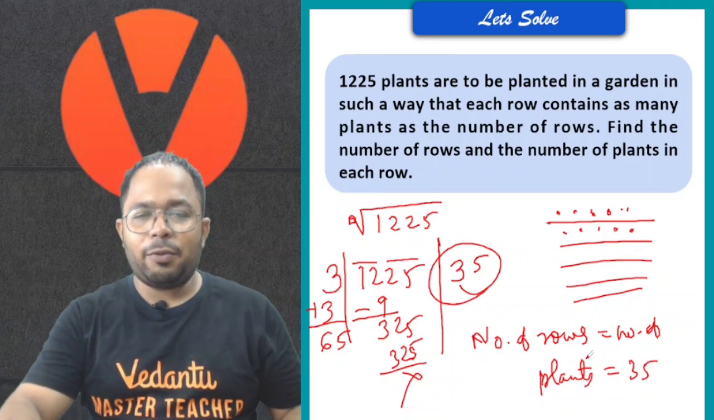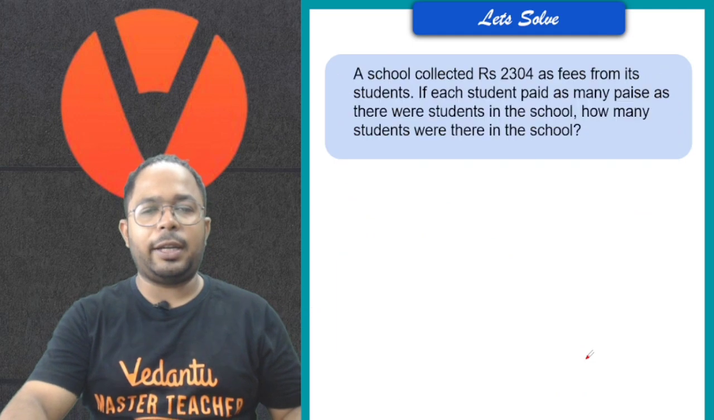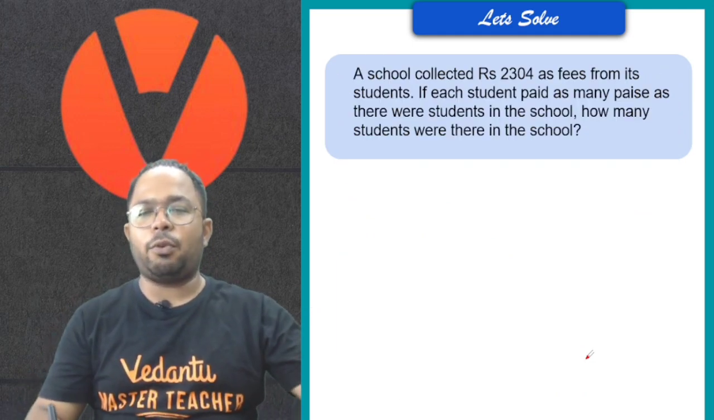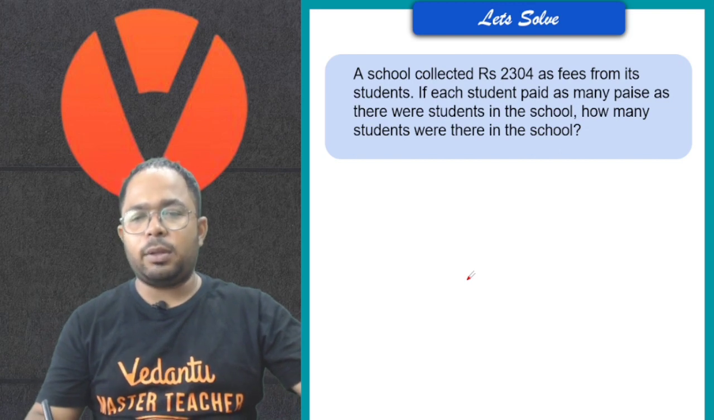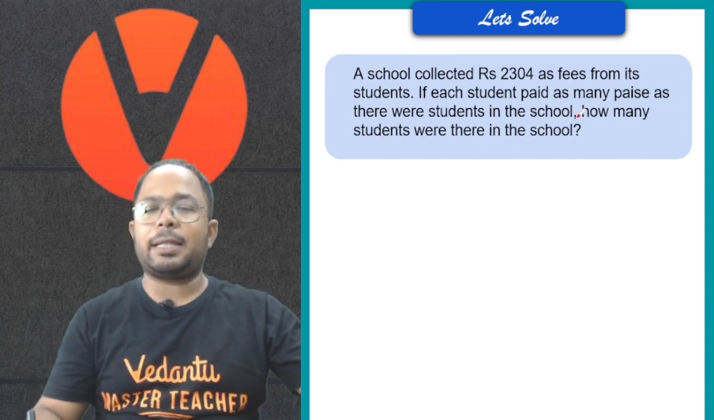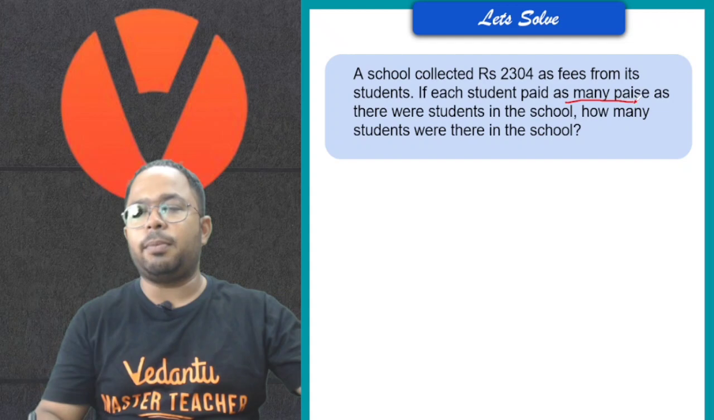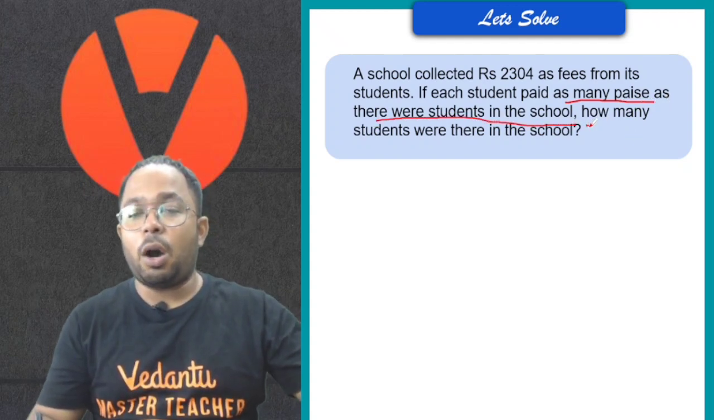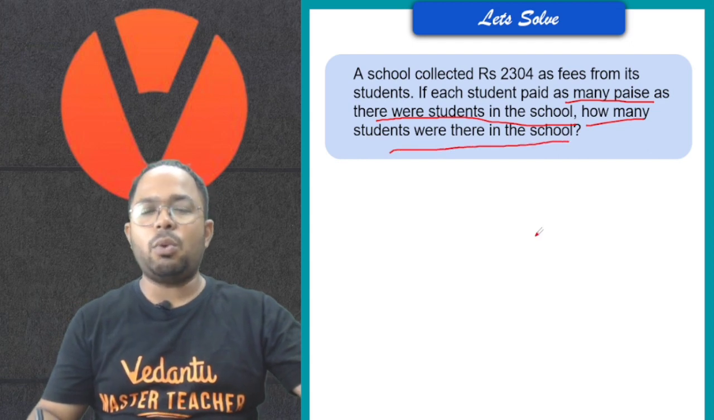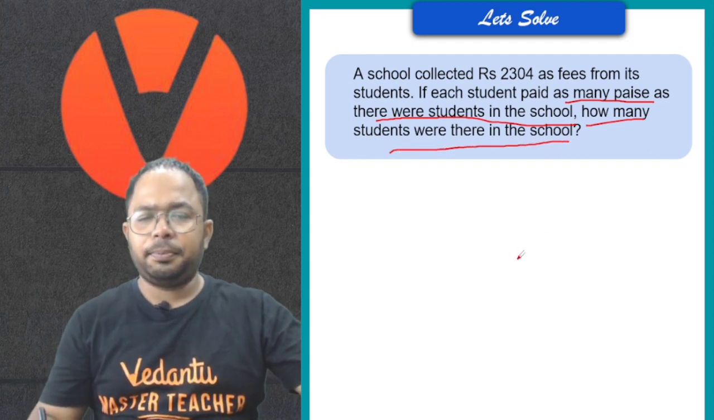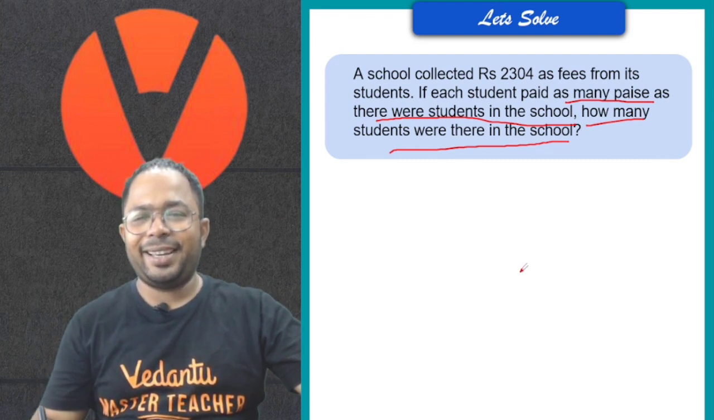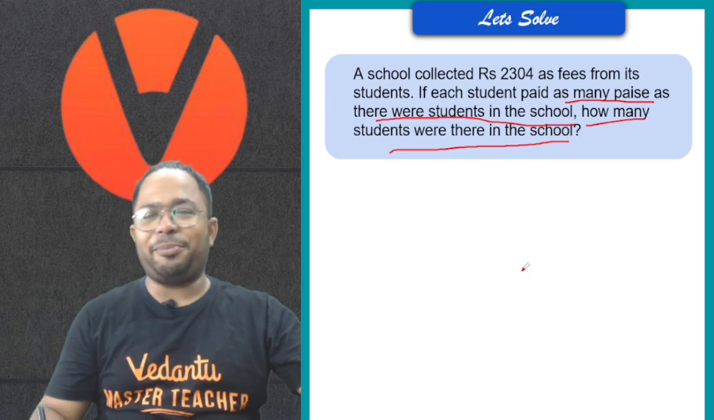Alright, very well done students. Let's move on to the next question. A school collected rupees 2304 as fees from its students. If each student paid as many paise, that is in terms of money, as there were students in the school, how many students were there in the school? Be quick students. You can solve it very easily. And please write in the chat box.